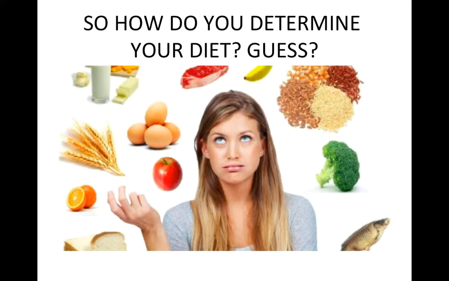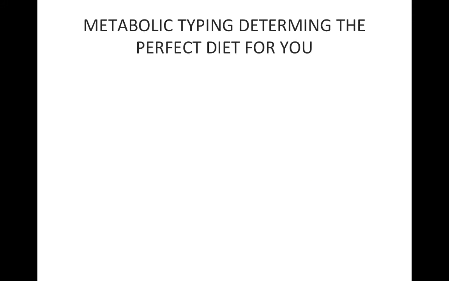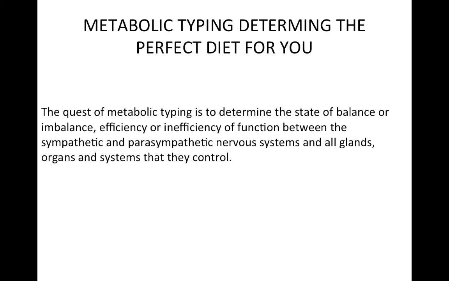And what we want to do is be a little bit more specific or more exact than that. So we use a process called metabolic typing to determine the perfect diet for you or your patients. And the quest for metabolic typing is to determine the state of balance or imbalance, efficiency or inefficiency of function between the sympathetic and parasympathetic nervous systems and all glands, organs, and systems that they control. That is our purpose, to balance the autonomic nervous system, both the sympathetic and parasympathetic, biochemically through nutrition.